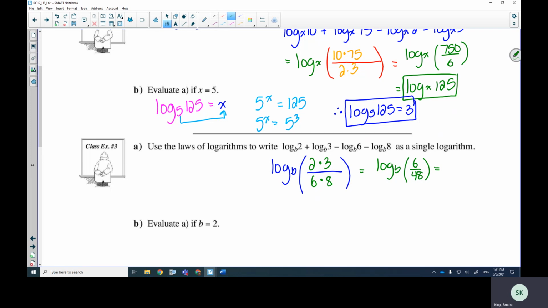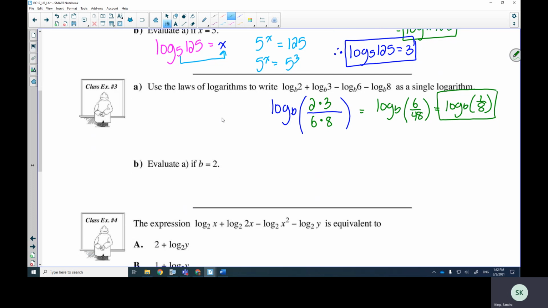Okay, so you should be getting log base b of 6 over 48. You would reduce that to log base b of 1 over 8. And that would be your answer, expressed as a single logarithm.